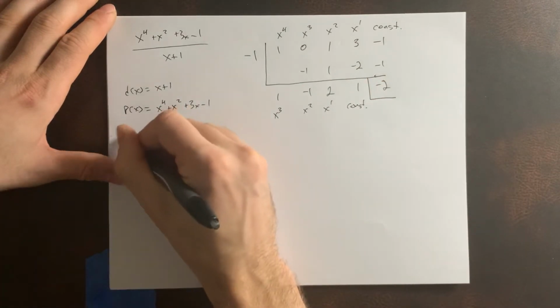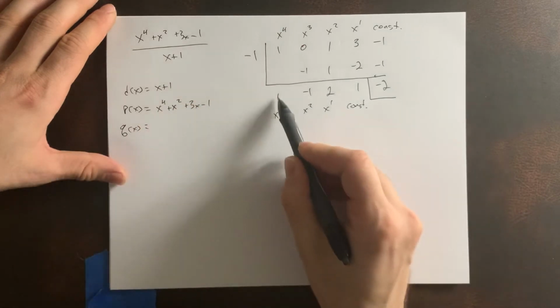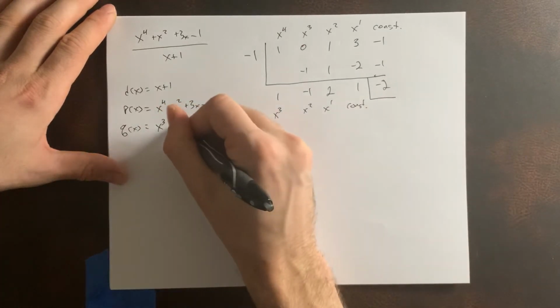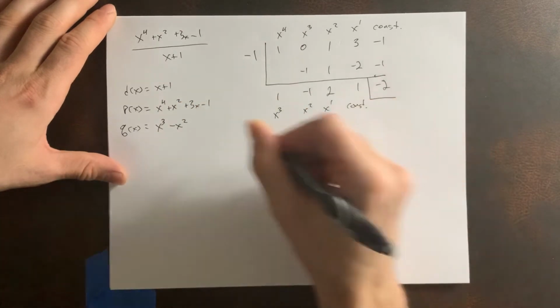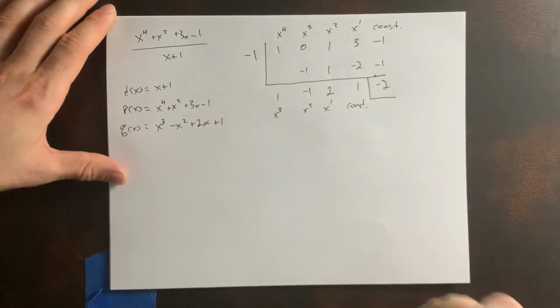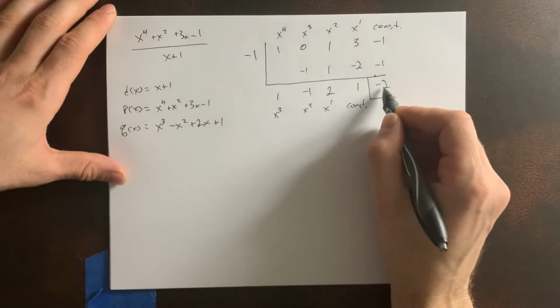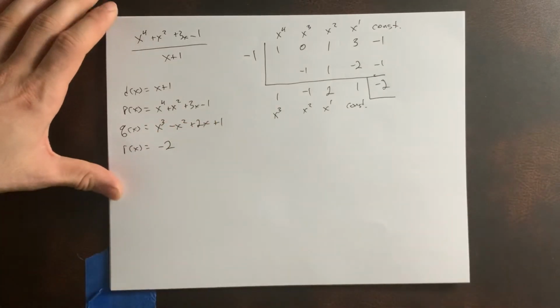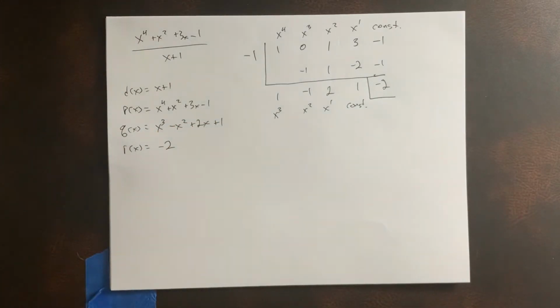Our q of x is going to be 1x to the 3 minus x squared, 2x, and then plus 1. And then our r of x is this thing in the box, minus 2. And then, let's see, where's our previous one that we did? So this is the answer that we got using the long division.